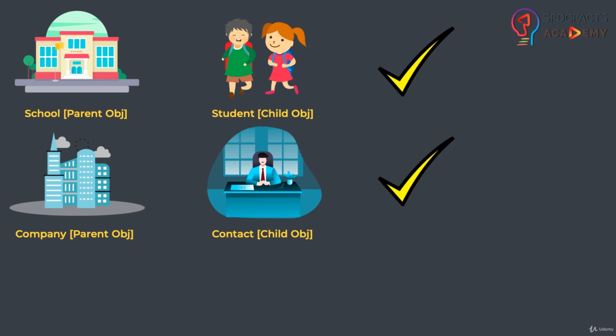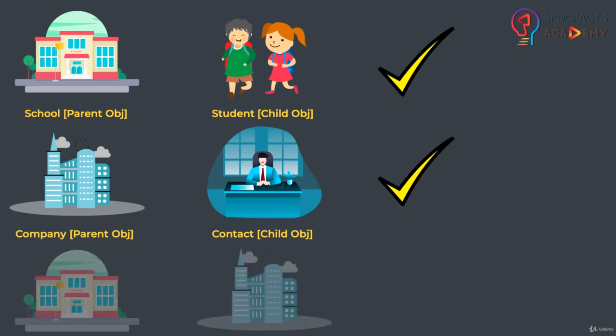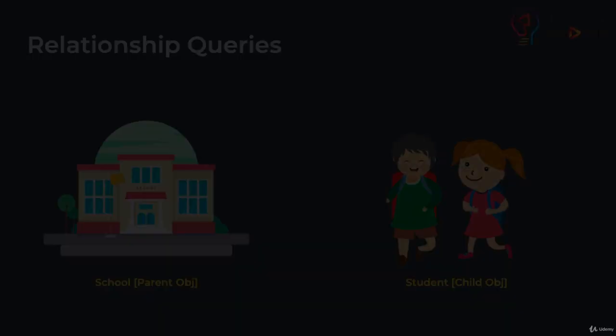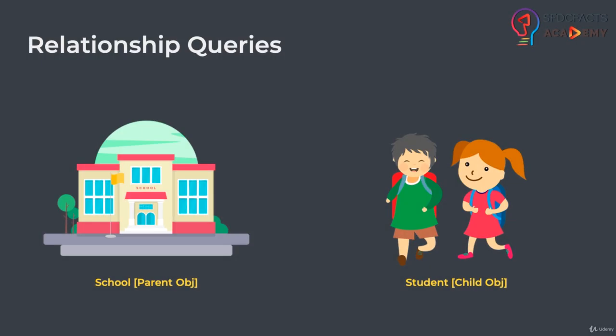Now let's say you want to query the records from school and company object, and these two objects are not related to each other anyhow, then you cannot do it. Now this relationship that we are talking about can be of two types from SOQL's perspective. Let's take a look at our school and student object. Here school is our parent object and student is the child object. And if you are writing a query on the parent object and reaching out to the child object, then this relationship is called parent to child relationship.